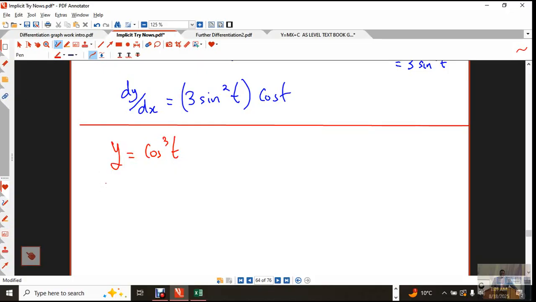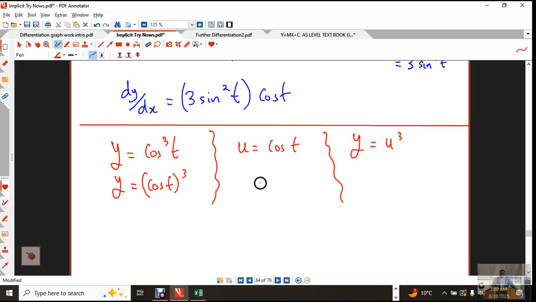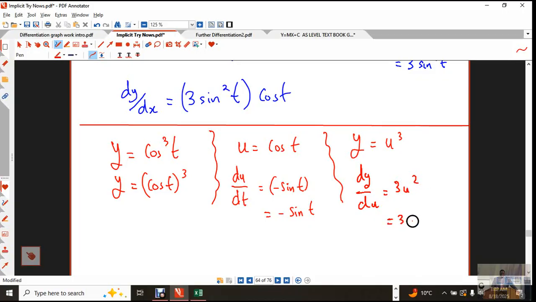What if we rewrite this as y equals cos of t all cubed? In fact, let us just bring in u now. Say u equals cos of t, and y then equals u cubed. Here we go. du/dt will be, the derivative of cosine is minus sine t. Then dy/du will be equal to 3u squared, which is 3 cos squared t.